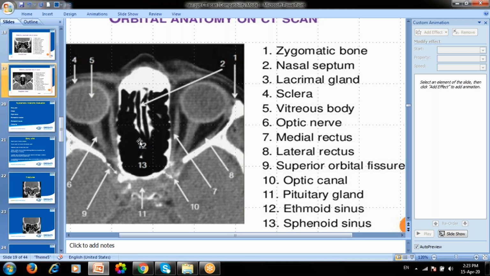The ethmoid and sphenoid sinuses are not so visible in the coronal cut, while more of the sinuses are visible here, and this is the pituitary gland below. So this is the normal scan. Now I'll show you how different abnormal cases look.